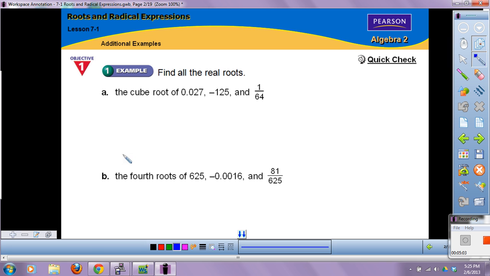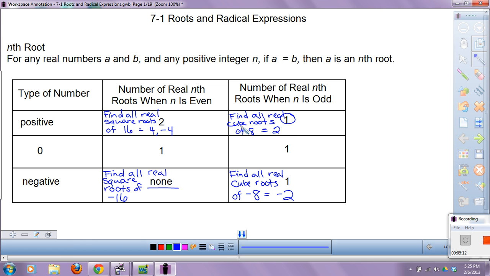So let's look at example 1. Find all the real roots. So cube root. According to our table, there's only going to be one option. We're taking the cube root, so n is odd, which means there's only going to be one answer. There's always one answer if you're going to take the cube root. There's never the option of none. It might be positive if your number's positive, or it'll be negative if your number's negative.